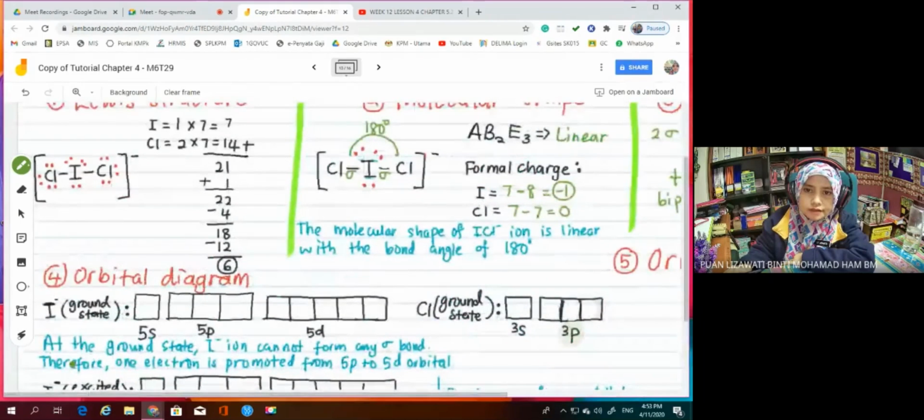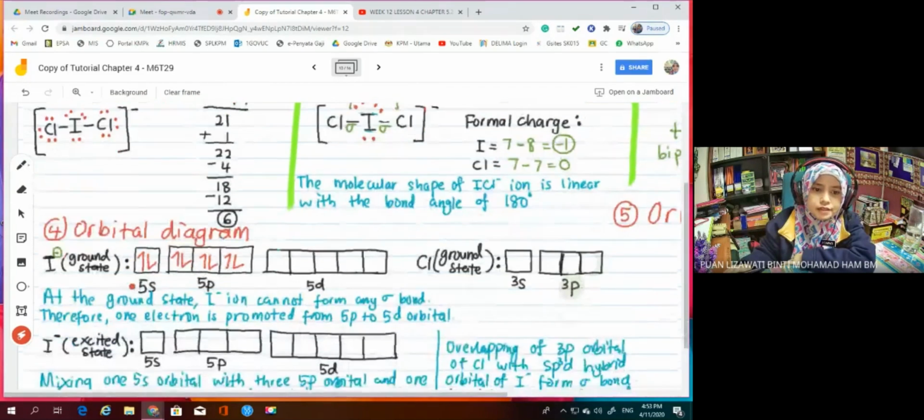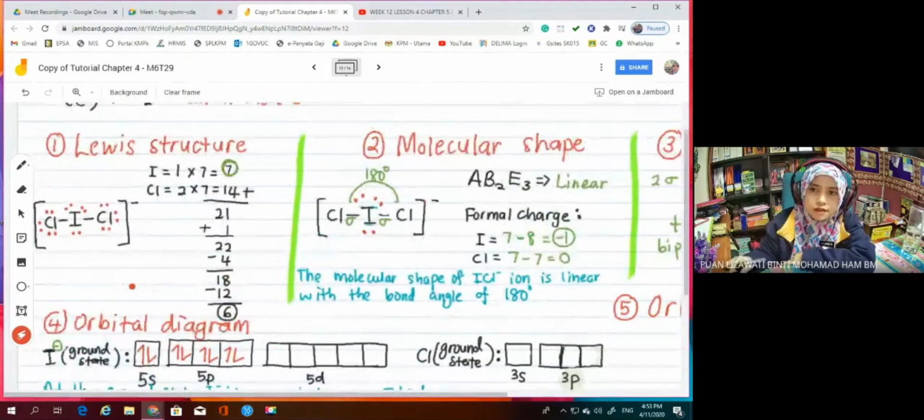For the orbital diagram of the center atom, you have to label I minus since I has a negative charge. For the neutral I, it has 7 valence electrons. However, we already calculated the formal charge. I forms the I minus ion, so therefore it has 8 electrons. As you can see here, at the ground state, I minus cannot form any sigma bond because there are 1, 2, 3, 4 paired electrons. However, according to the molecular shape, we want to form 1, 2 sigma bonds.